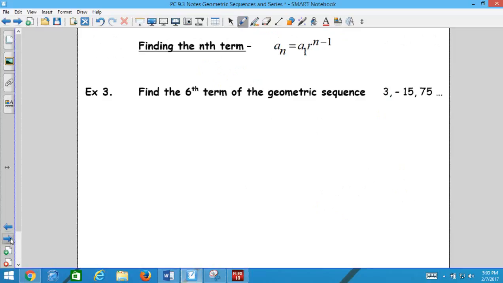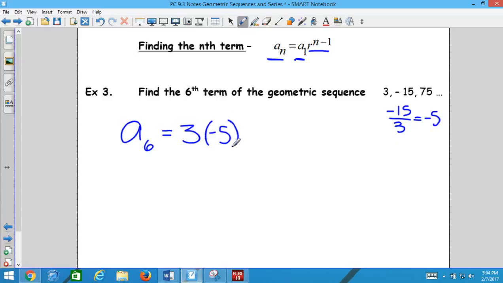Finding the nth term, we have a formula. A sub n is equal to a sub 1, which is the first term, times r to the n minus 1. So to find the sixth term, a sub 6, our first term is 3. We're going to multiply that by the rate. I haven't found my rate yet. So I'm going to take the second term and divide it by the first term, and I get negative 5. So that's going to be my rate, negative 5. And then I'm going to take that to the n minus 1, to the 6 minus 1.